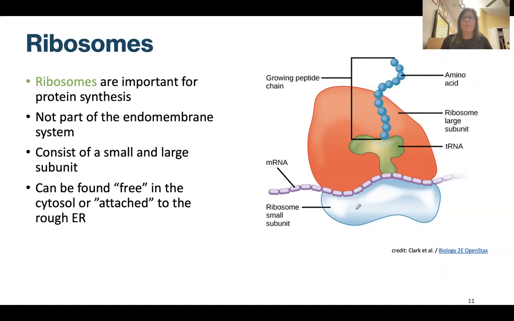Like I said, all ribosomes start off free in the cytosol. And then at some point, if they are instructed to, they will attach to the rough endoplasmic reticulum. You can see the growing peptide chain. If you're like, what the heck's a peptide? That's a protein. Peptide is a fancy word for a protein. You guys all know what proteins are.